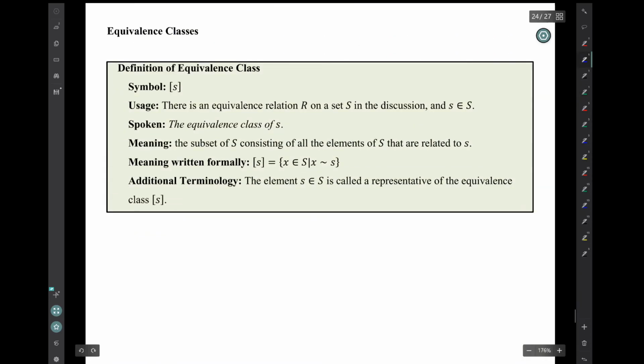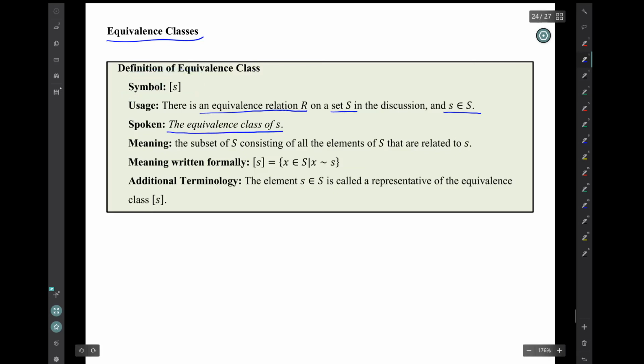The last thing that I want to talk about is what are called equivalence classes. We have this symbol, square brackets with a little s inside. That symbol gets used in this situation. There is some equivalence relation called capital R, maybe, on some set capital S in the discussion already. And little s is an element of capital S. And this symbol is spoken the equivalence class of little s.